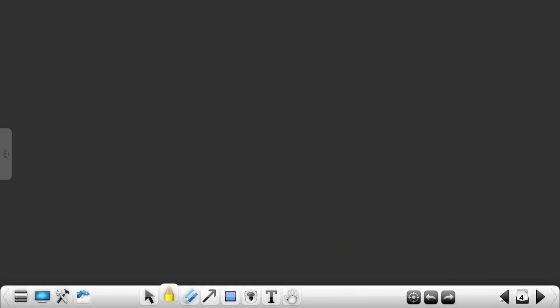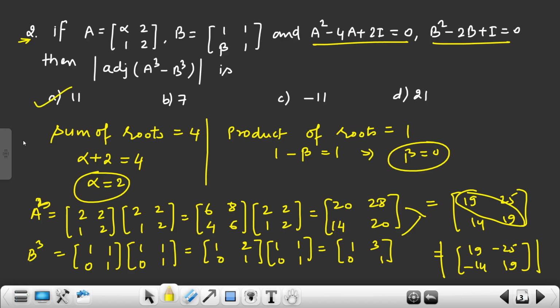The determinant is 19 squared minus 25 into 14. 19 squared is, I think, 361. 25 into 14 is what? 250 plus 100, 350. So this is 11. Very simple. So no need to take a very long route.